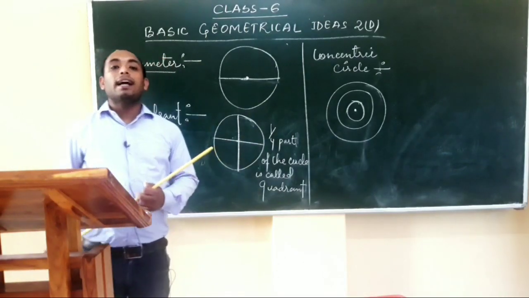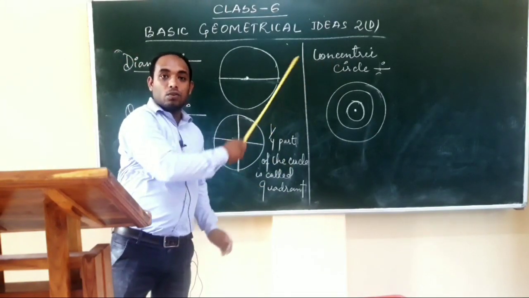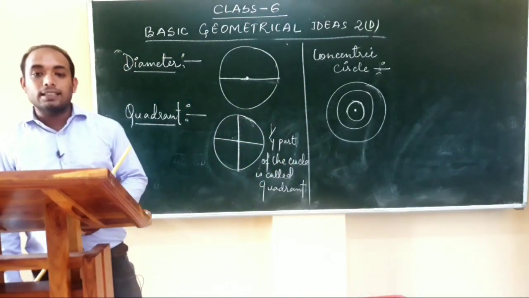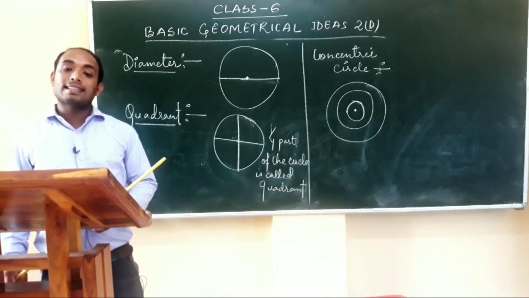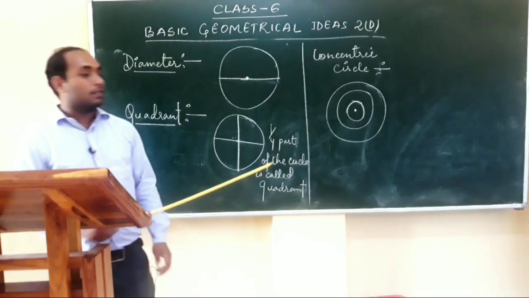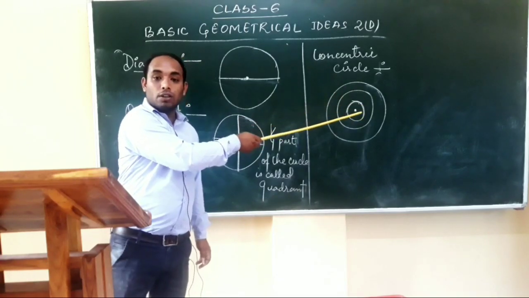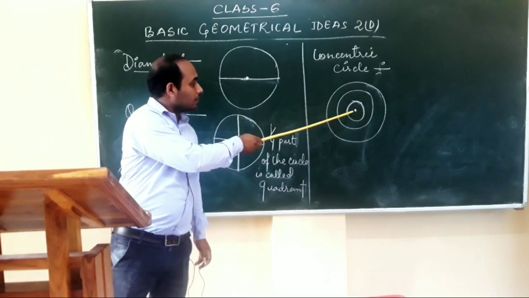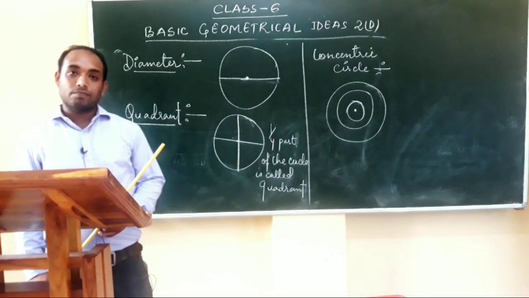Now we come to the last topic, that is concentric circles. What are concentric circles? Two or more circles drawn with the same center are called concentric circles.